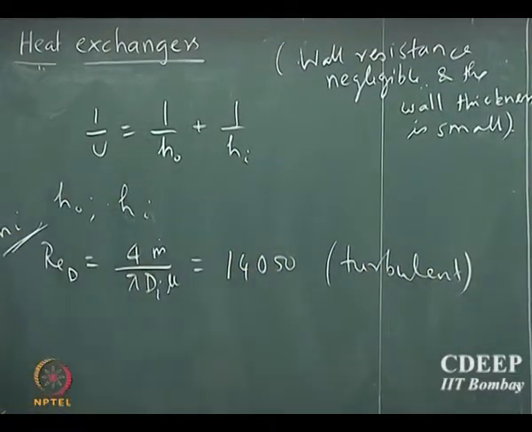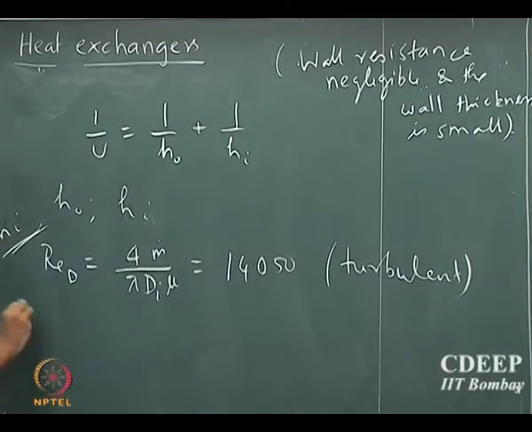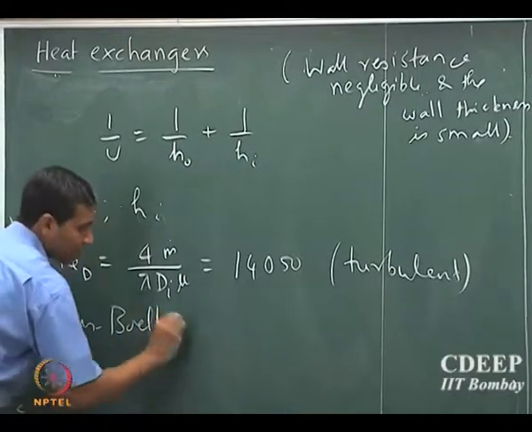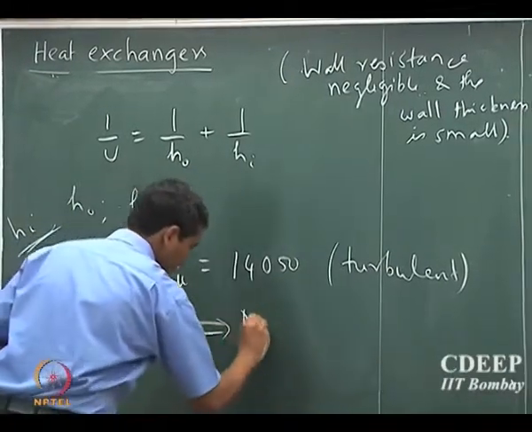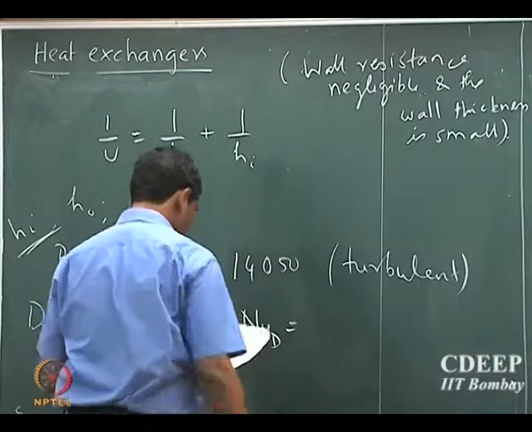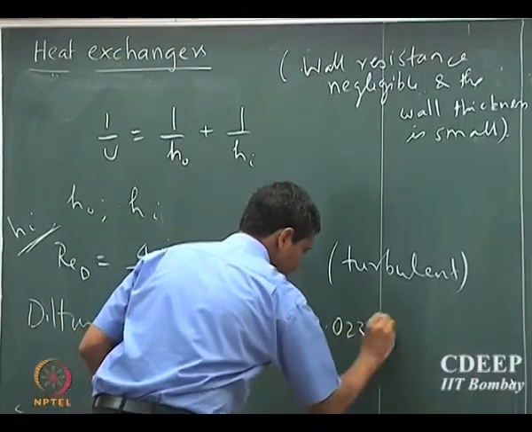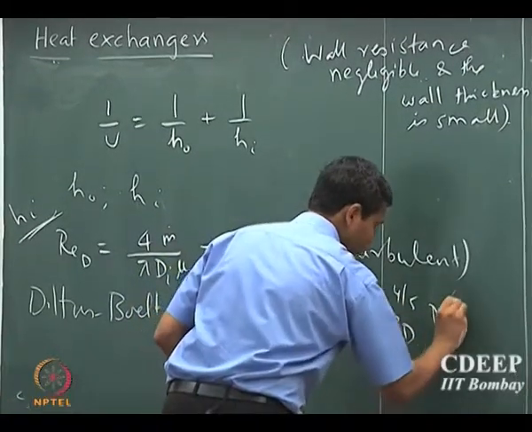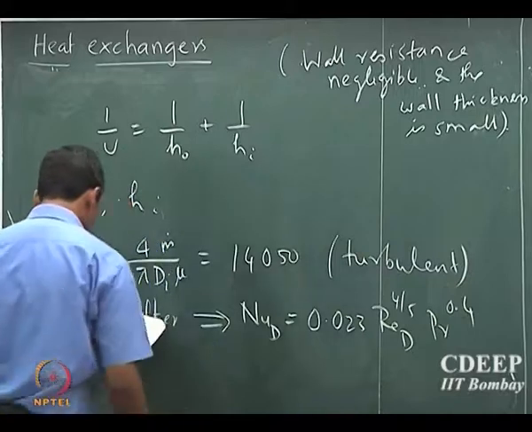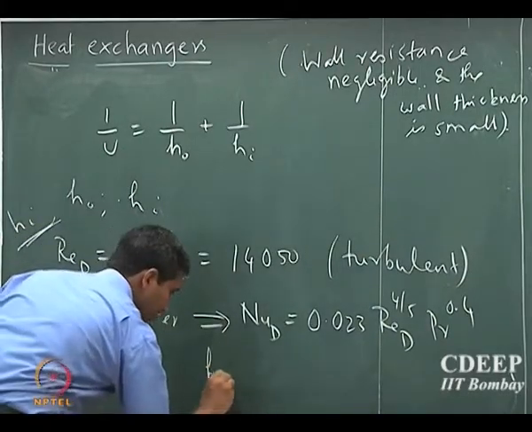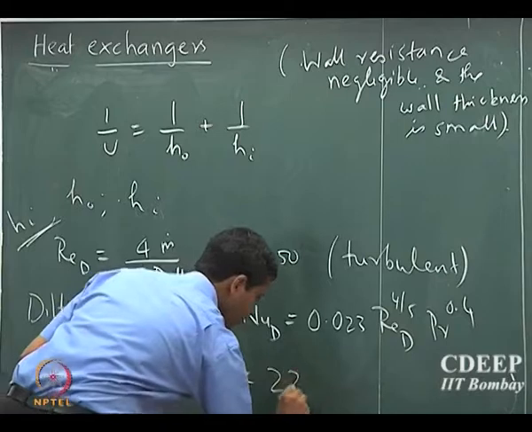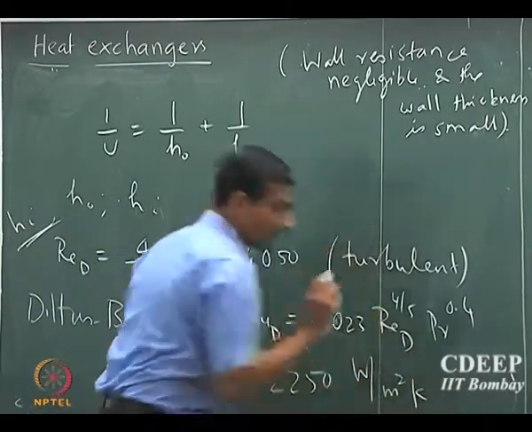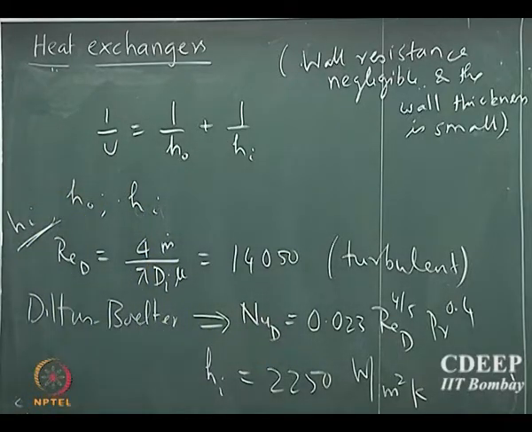Which correlation should we use? The Dittus-Boelter correlation, which is what you used in your lab. Nu D is 0.023 Re D to the power of 4 by 5, Prandtl to the power of 0.4. From here we find that the heat transport coefficient Hi is 2250 watt per meter square Kelvin. That is the inside heat transport coefficient.